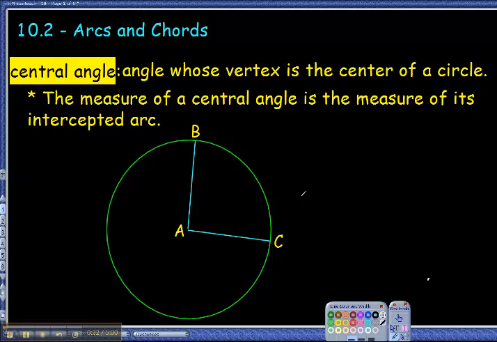So let's start off with central angles. We know that a central angle is an angle whose vertex is the center of the circle. So really there's an infinite number of central angles we can draw. As long as that vertex is the center of that circle, then it's going to be considered a central angle. And the measure of that central angle is the same as the measure of its intercepted arc.